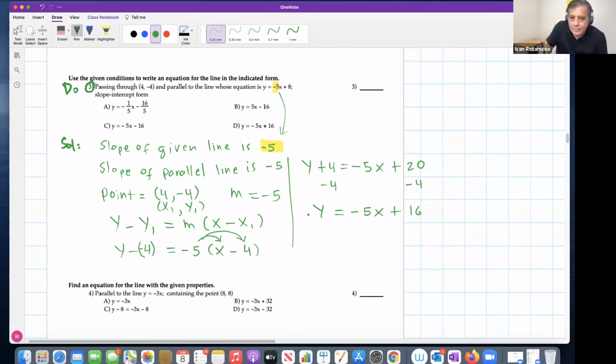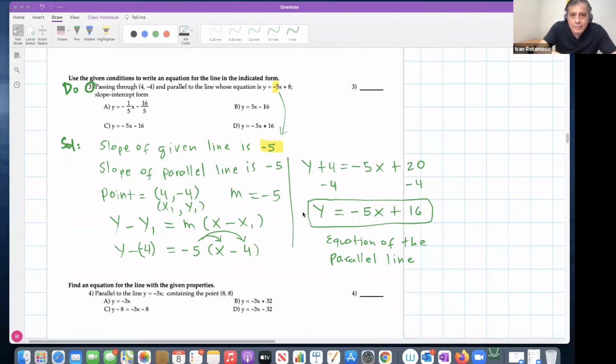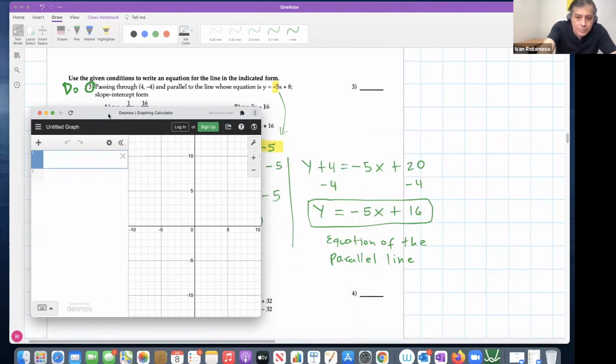Excellent. And this, guys, believe it or not, is just the equation of the parallel line, right? Now, guys, in case you are not sure and you want to check that this is indeed parallel to this guy, you can graph them in your Desmos graphing calculator and confirm that, right? Not a bad idea, especially if you're taking an exam.